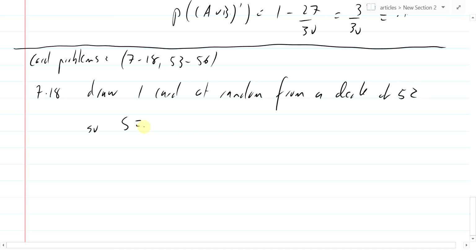Well, you can get any 1 card. How many cards are there? There are 52. So n of S is 52. And that's always the denominator when you're picking 1 card at random from a deck of 52.